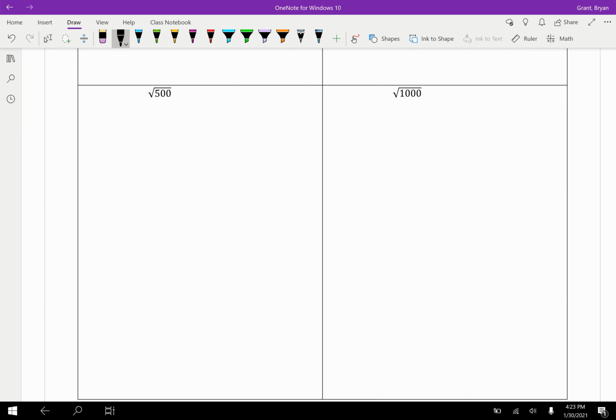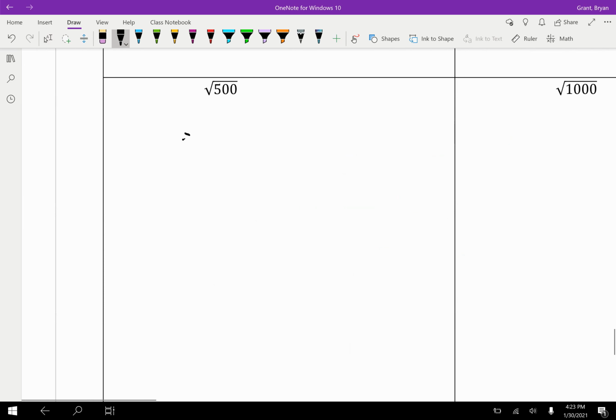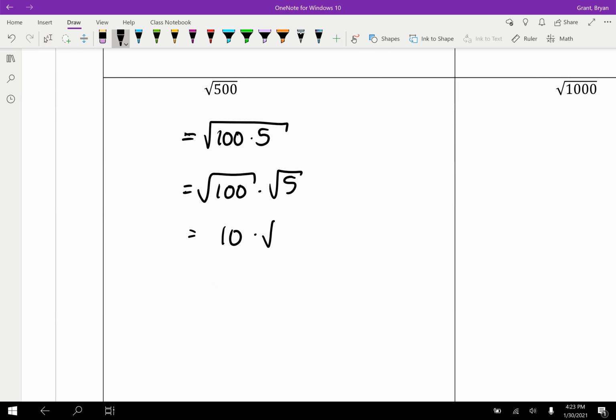All right, you're back. I see one very important perfect square hiding in 500. And the very important perfect square is 100. I think 100 times 5 is 500. And so we can think of this as 2 separate square roots. The square root of 100 is just 10, no square root. 5 is prime, it doesn't break down, and we're done.